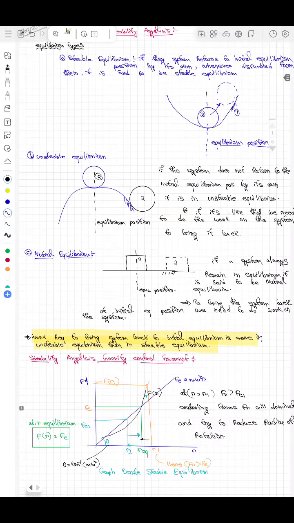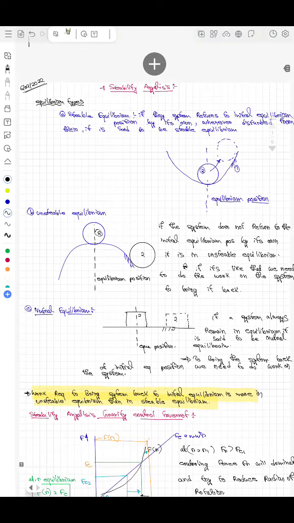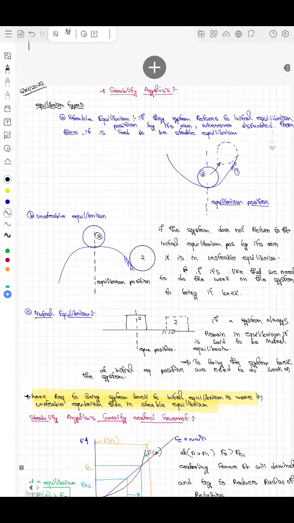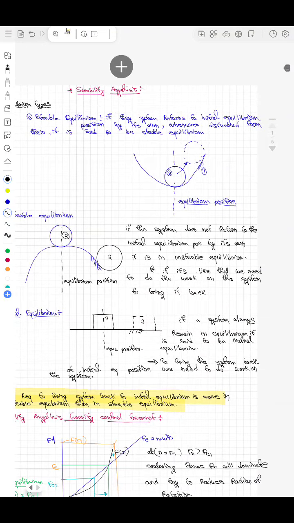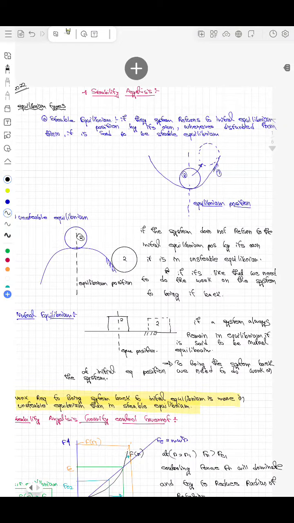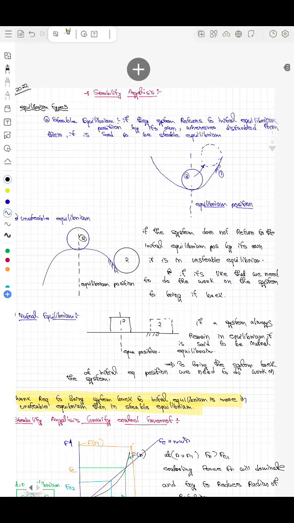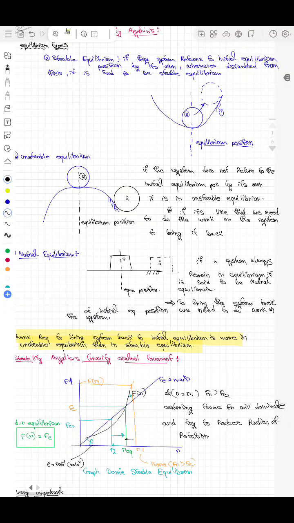So now this is the important topic from governor that we need to consider: the stability analysis of a governor. Stability analysis is about stability and equilibrium. In stable equilibrium, the system returns to the initial equilibrium position on its own whenever it is disturbed from its original position. That is the stable equilibrium.